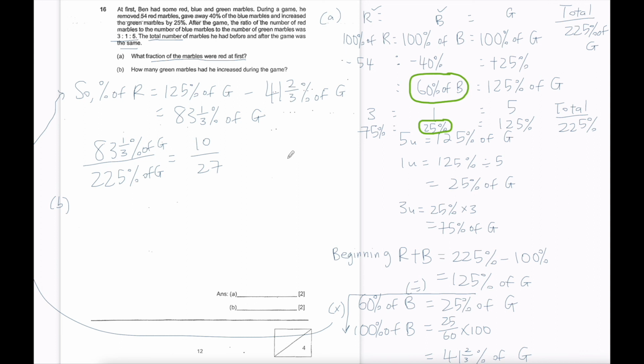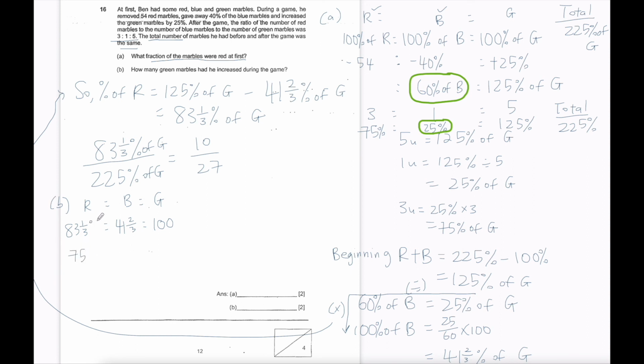So, red is to blue, is to green, is 83 1/3, is to 41 2/3, is to 100, because this is at first. Okay, so if you use a calculator and you add all these three numbers together, you're going to get 225%. So, after that, it became 75%.